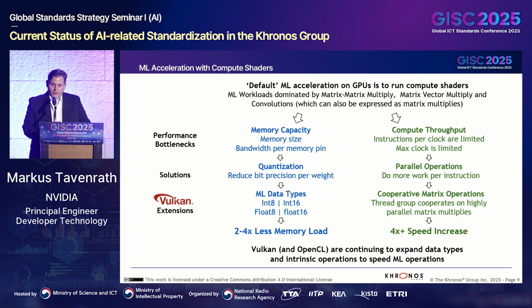machine learning. So initially, machine learning went through compute shaders on each and every hardware before NPUs became a thing. And currently, many of the machine learning workloads are dominated by matrix-matrix multiplies, matrix-vector multiplies, or convolutions, which can also be expressed as matrix-matrix multiplies. And for those operations, there are 2 different performance bottlenecks we have to address: memory capacity, meaning the size of memory and the bandwidth, and compute throughput.